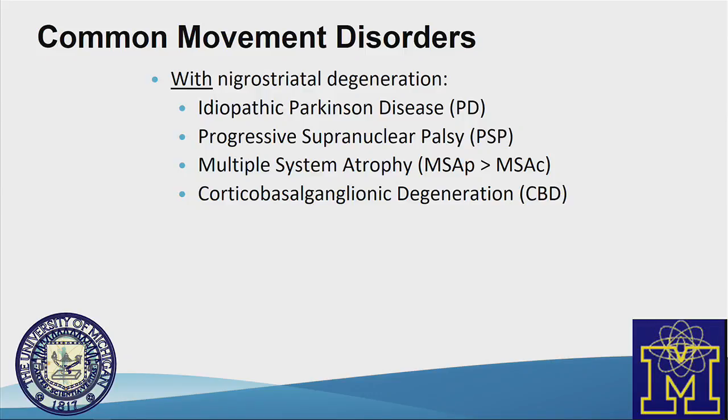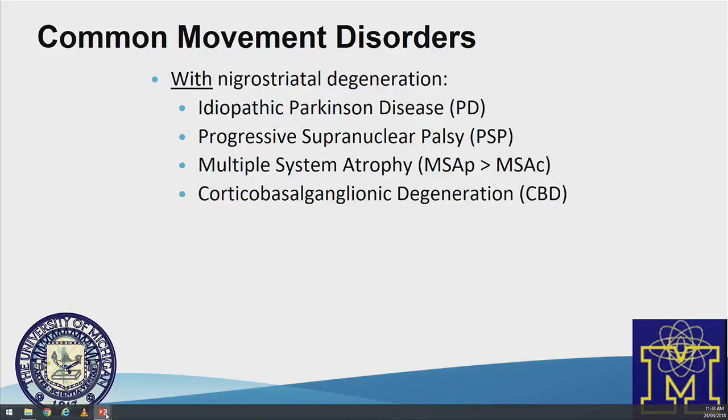So amongst the movement disorders, we've heard about this already, nigrostriatal degeneration is characteristic of all of these. Most of the patients are idiopathic Parkinson disease, but about 10% of patients referred to movement specialty clinics have either PSP, multiple system atrophy, MSA, or corticobasal ganglionic degeneration. But at least with the DAT scan SPECT, these conditions cannot be reliably separated one from another.